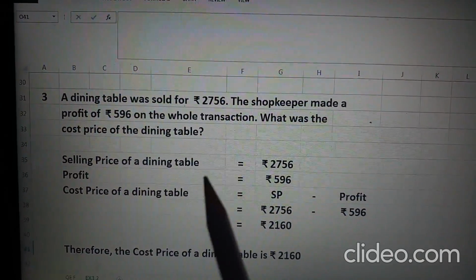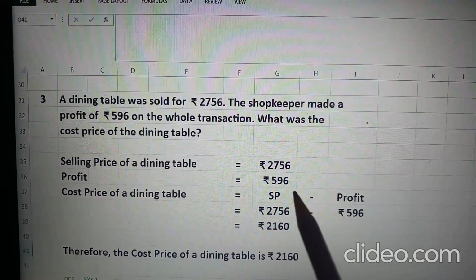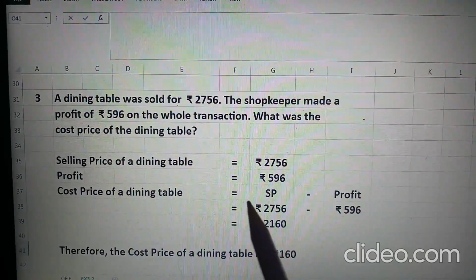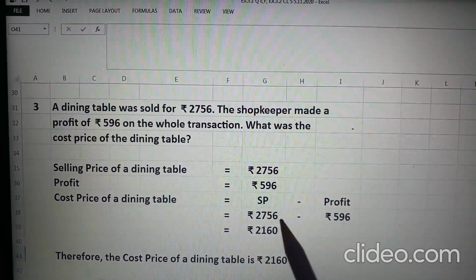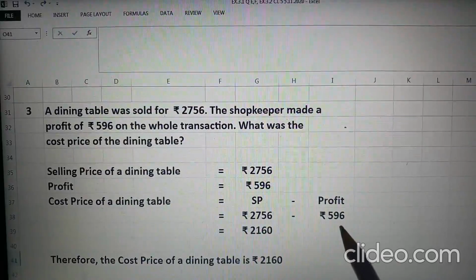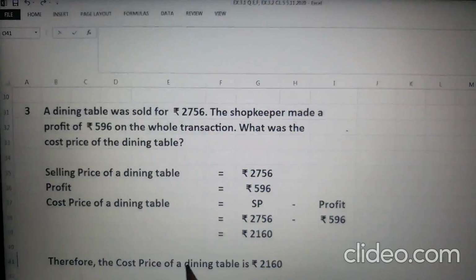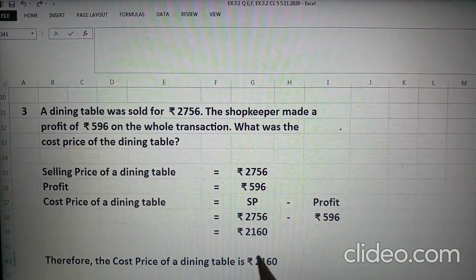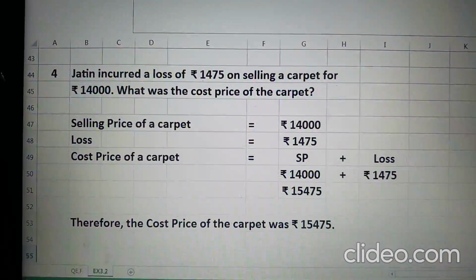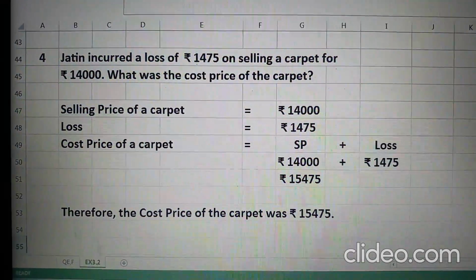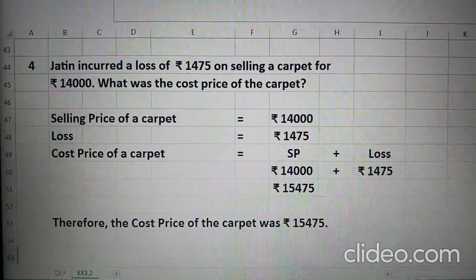So the selling price of a dining table is rupees 2756. Profit is rupees 596. And the cost price of a dining table will be SP minus profit. So SP is rupees 2756, profit is rupees 596, and the difference is rupees 2160. Therefore, the cost price of a dining table was rupees 2160.